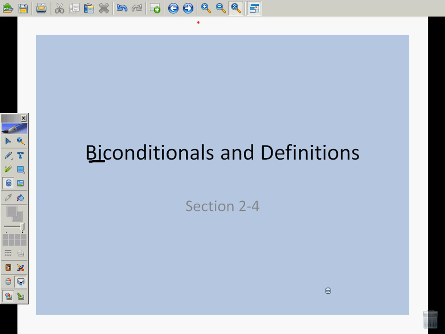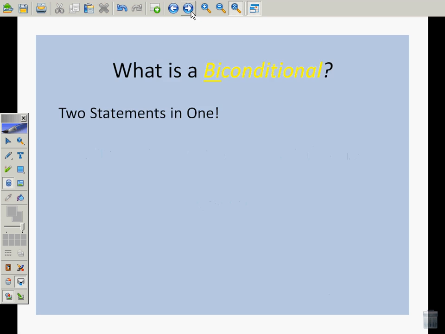Section 2.4 on biconditionals and definitions. Okay? As we're getting into this, we need to know what a biconditional is. Well, a biconditional, I underlined the BI because it means two. There's two conditions. It's two statements in one. What are the two statements? Well, let's look first at how we write a biconditional.